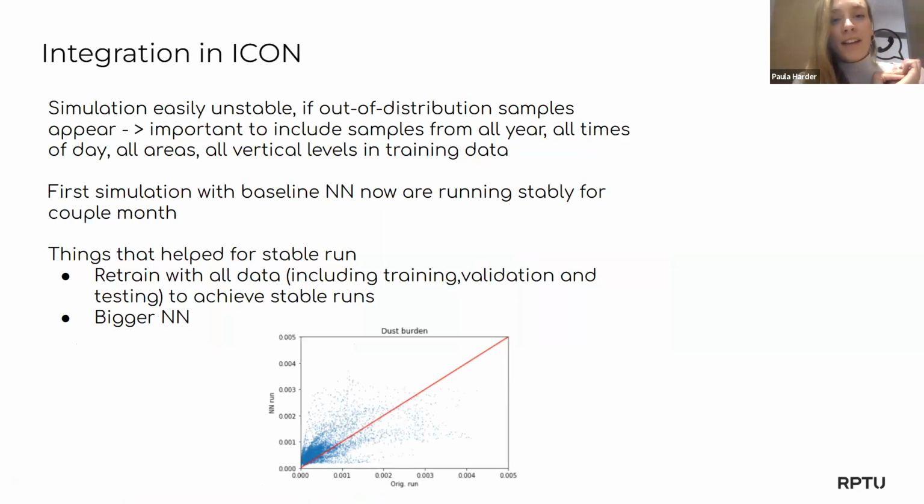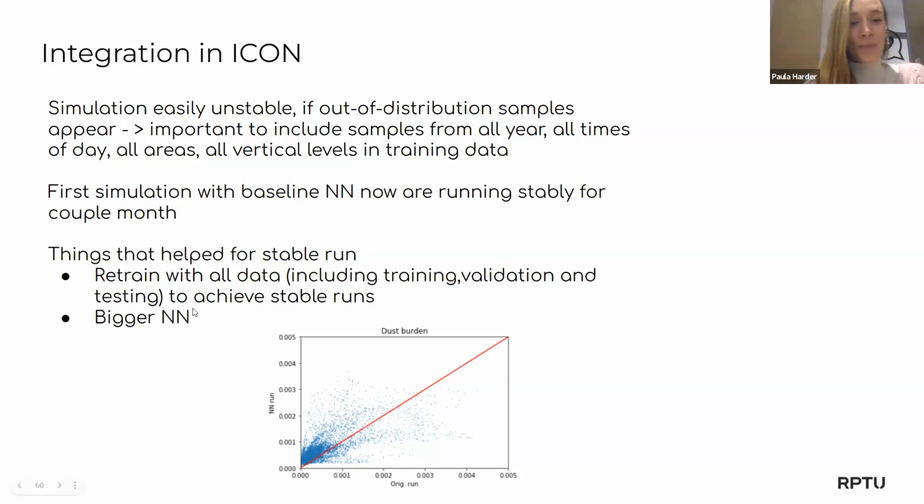One thing that I noticed there was that if we have out-of-distribution samples for a neural network within our simulation, it crashed pretty quickly. So that's why we changed the data set to more diverse data from different seasons, different times of the day, all levels, all areas across the world, which was very important. And now it's running stable for the first time, but still just some first results.